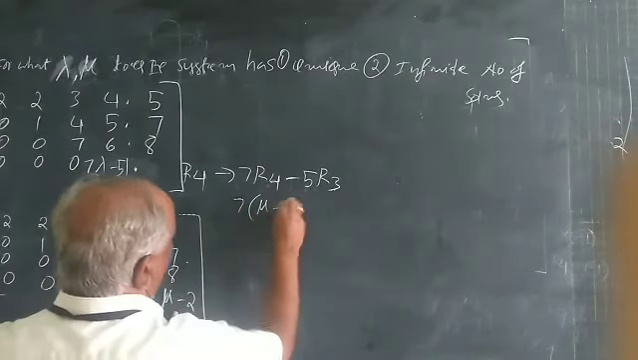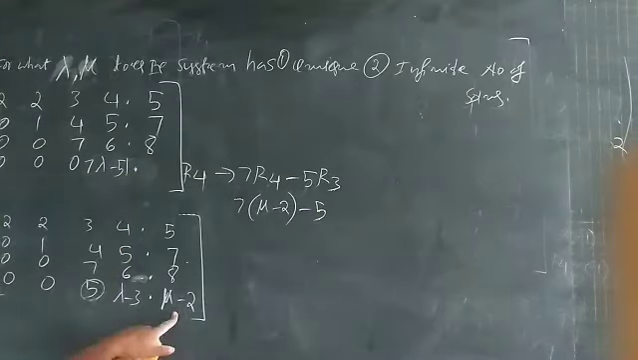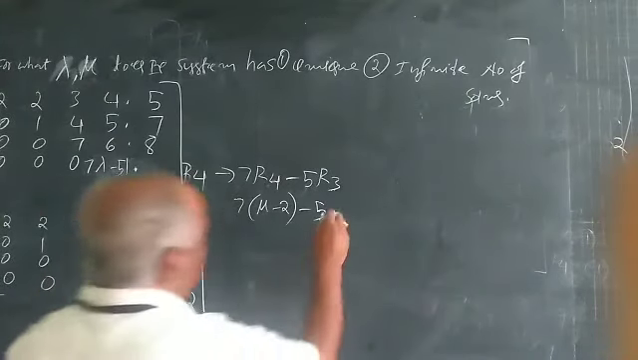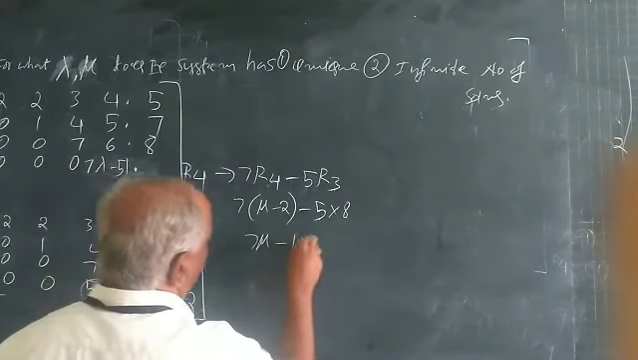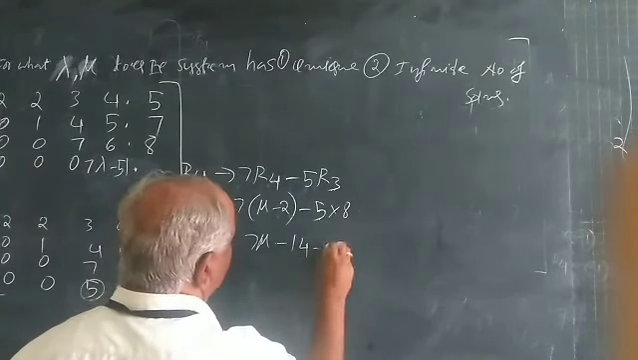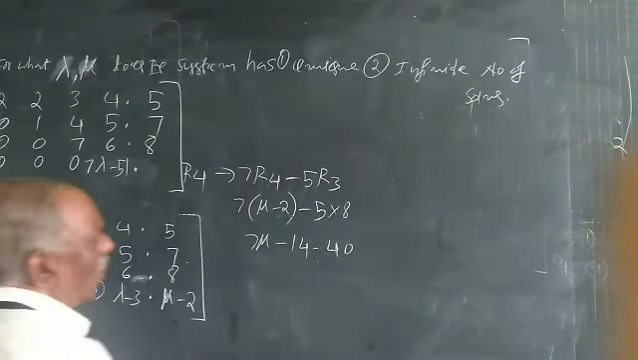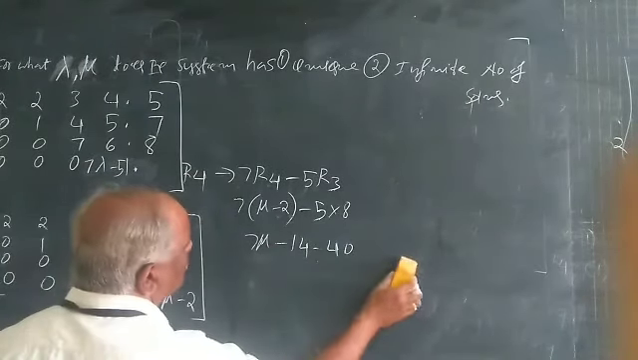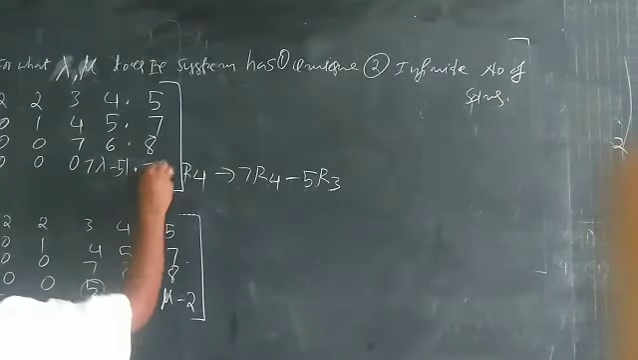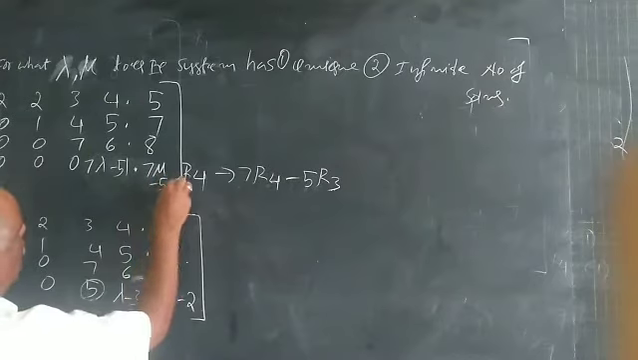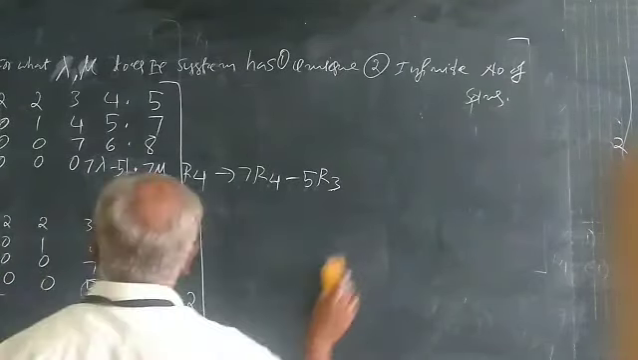Coming to this, 7 R4: 7 into mu minus 2, minus 5 into R3. What is R3? 8. So 7 mu minus 14, minus 5 into 8, which is 40. So now it will be 7 mu minus 54. Right? So now, what is the next step?